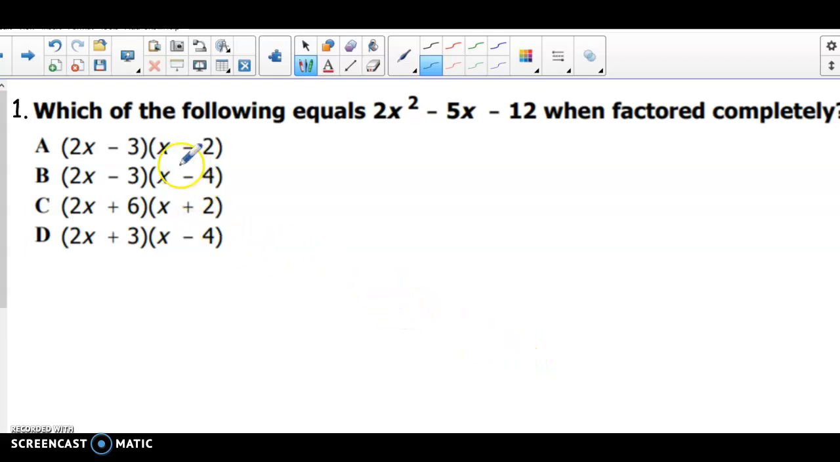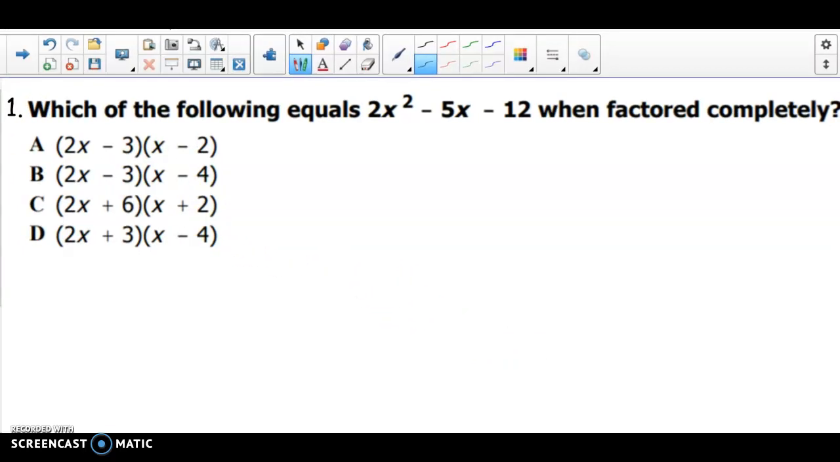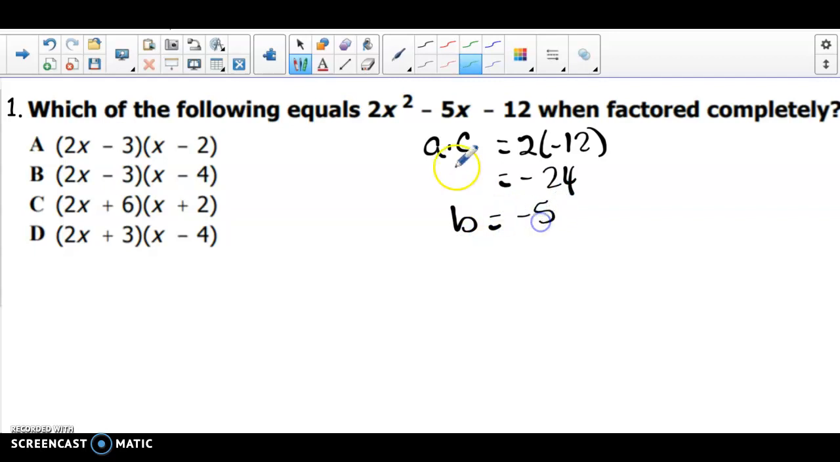We have to make sure that we look to see if there is a GCF that we can take out first. There is no GCF that we can take out, so we're going to use our California method. We're going to multiply our A times C, and we get 2 times a negative 12. So that gives me a negative 24. And my B value is a negative 5.